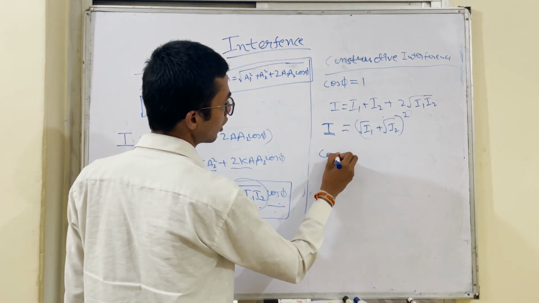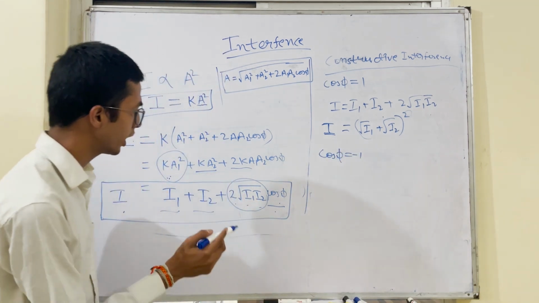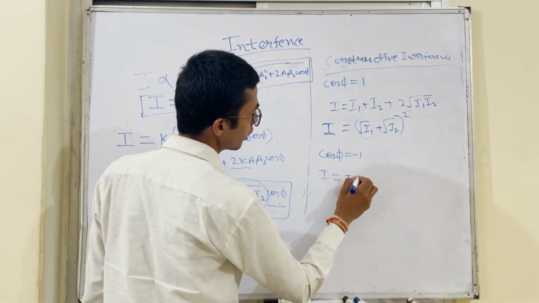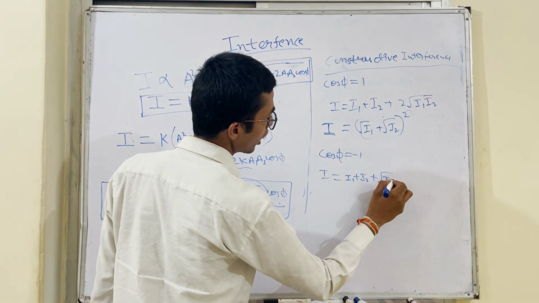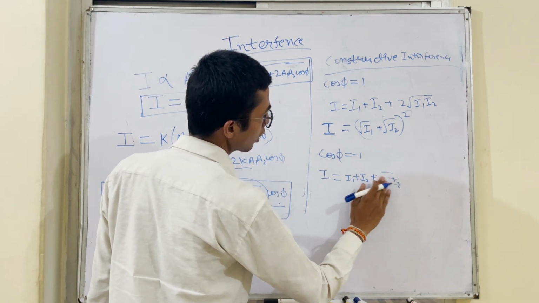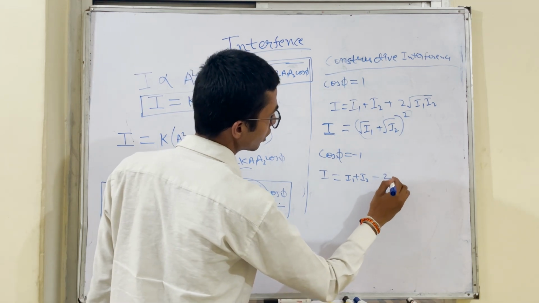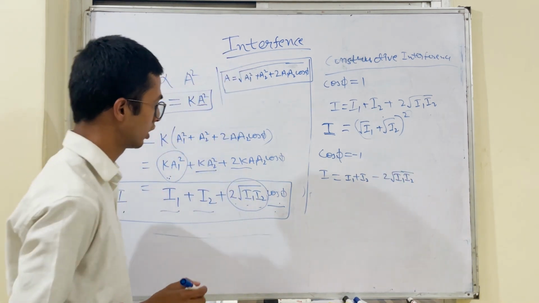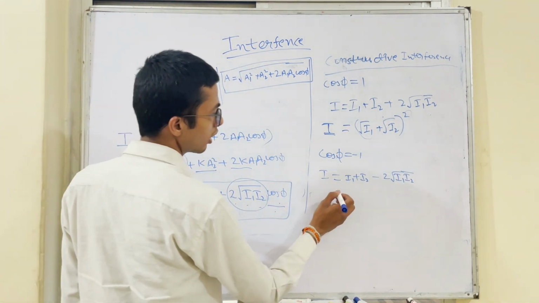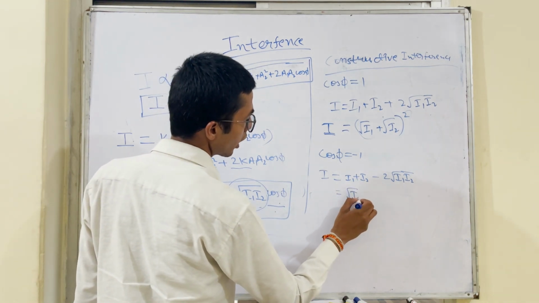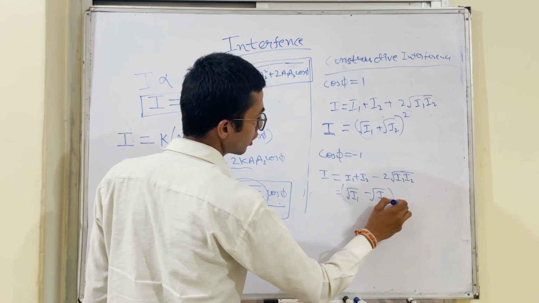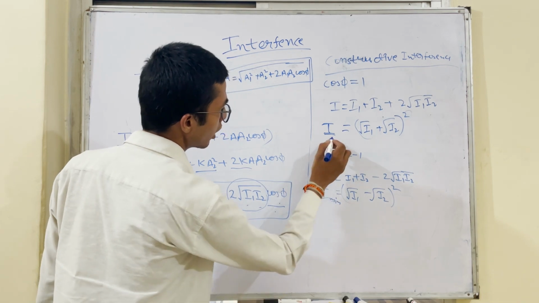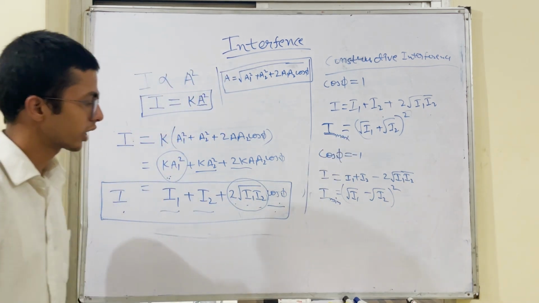Like when cos phi equals -1, that time it will come as minimum. So it will become I1 plus I2 minus 2 root over I1 I2, right? This will come like this. So this will become root over I1 minus root over I2 whole square. This is the minimum intensity. And this is Imax. Correct?